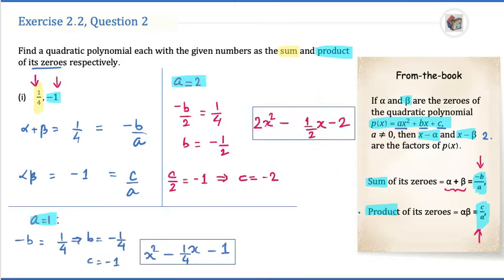Let me clear up some space. Alright, so I've tidied this up a little bit. So a equal to 1 gave you this quadratic polynomial, while a equal to 2 gave you another quadratic polynomial. The question also says find a quadratic polynomial each. It does not say find the quadratic polynomial, because there is not just one that you can find. There are many that will have the same sum of roots and the same product of roots. In general, how are you going to do this in the exam? You will write down the answer for a equal to 1 first, and then you will say that any multiple of this polynomial is going to work.